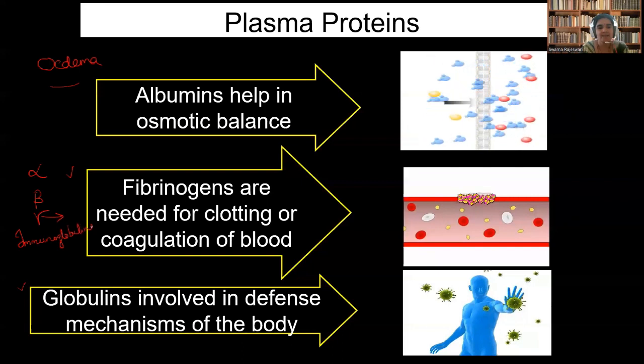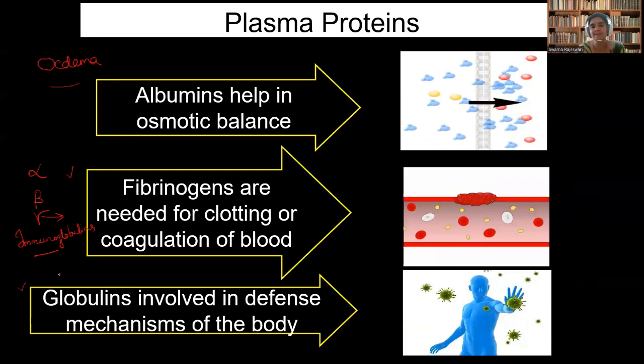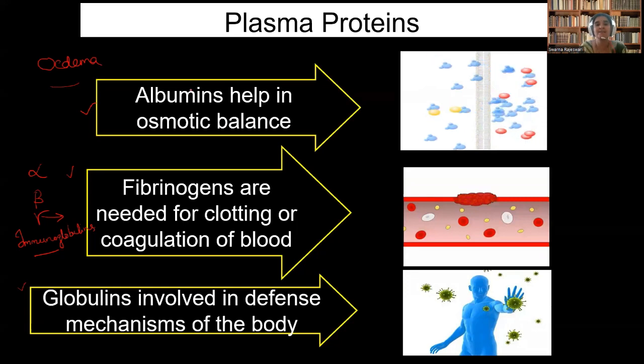So, gamma globulins are called immunoglobulins. They are mainly essential for the defense mechanism of our body. When we see the plasma proteins, again I am repeating, there are three types of plasma proteins: albumins, fibrinogens, as well as globulins. Albumins are the most abundant plasma proteins present in our blood, and they help in osmotic balance, and a decrease in the albumins even results in edema.